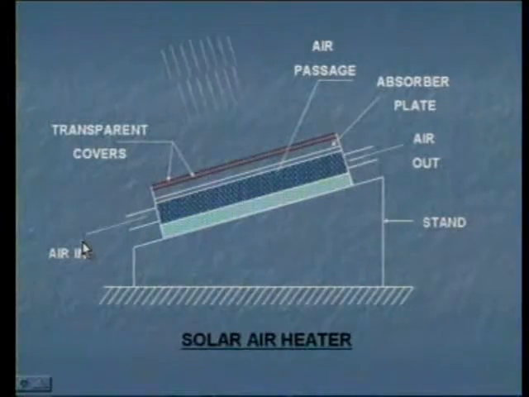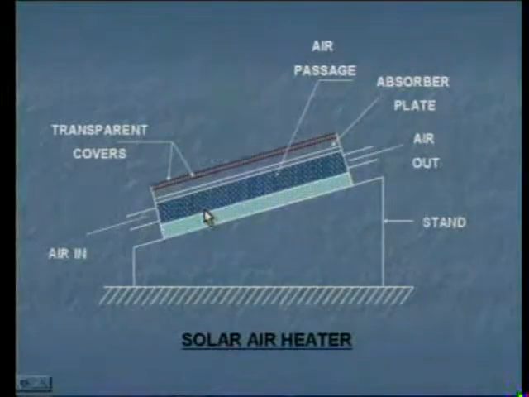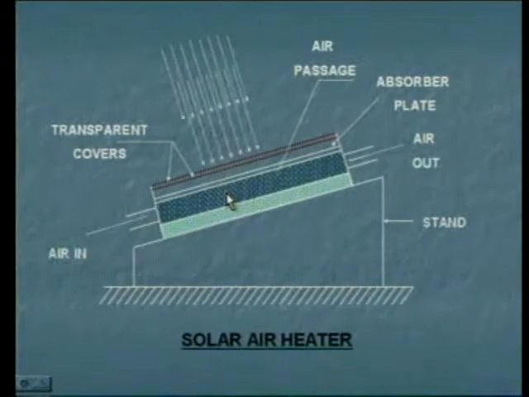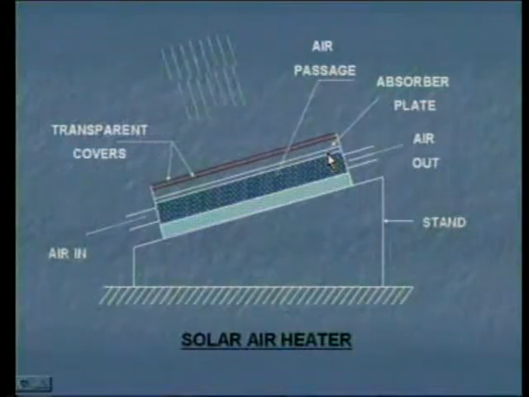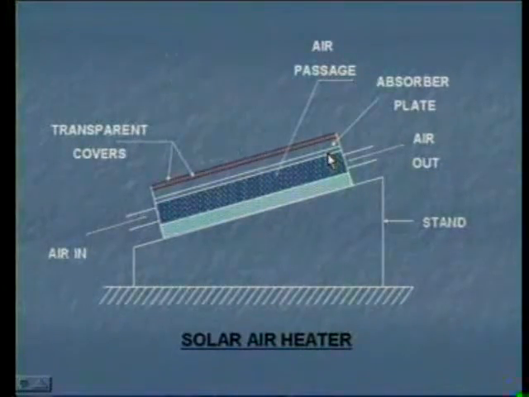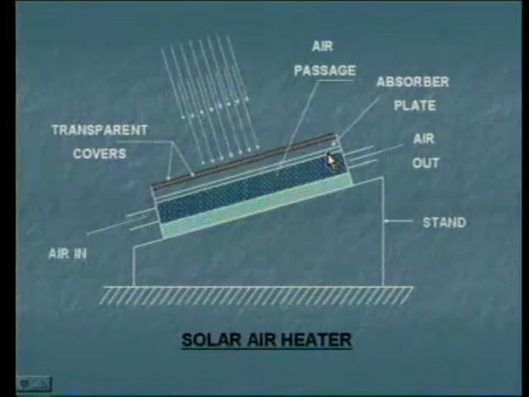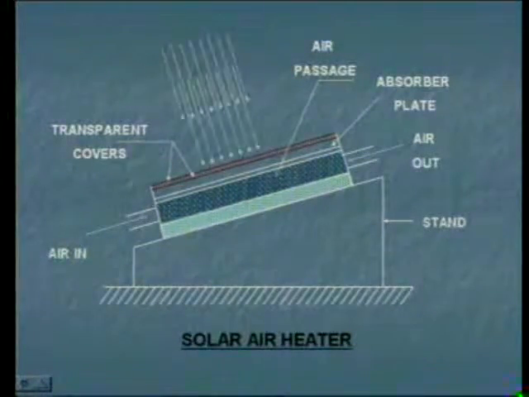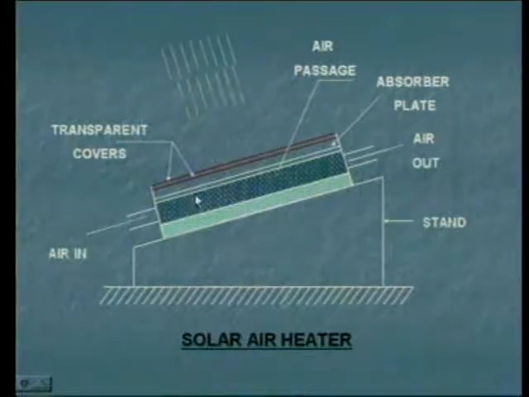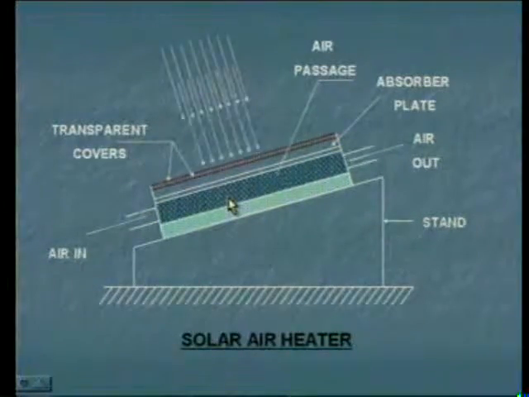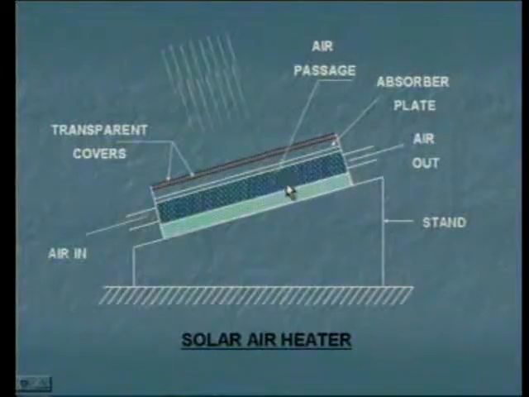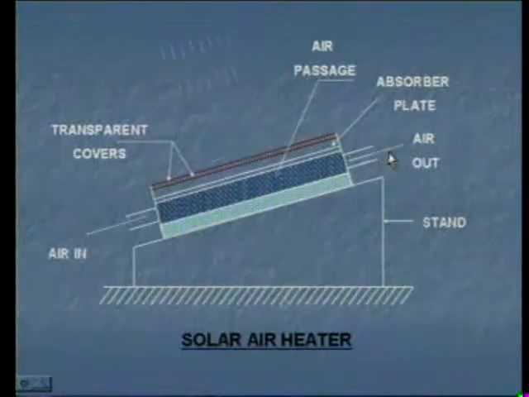Now air from the outside is entering through this passage. Here the plate which is provided between the transparent cover and the passage is an absorber. We know that the absorber is covered with a black coat to absorb the solar incident radiation. By absorbing the solar incident radiation, the temperature of the absorber is increased. The air which is flowing at the bottom of the absorber will absorb that heat. Due to that, the temperature of the air is increased. Now that air will go to the application, or a device or a place where you are going to use it.